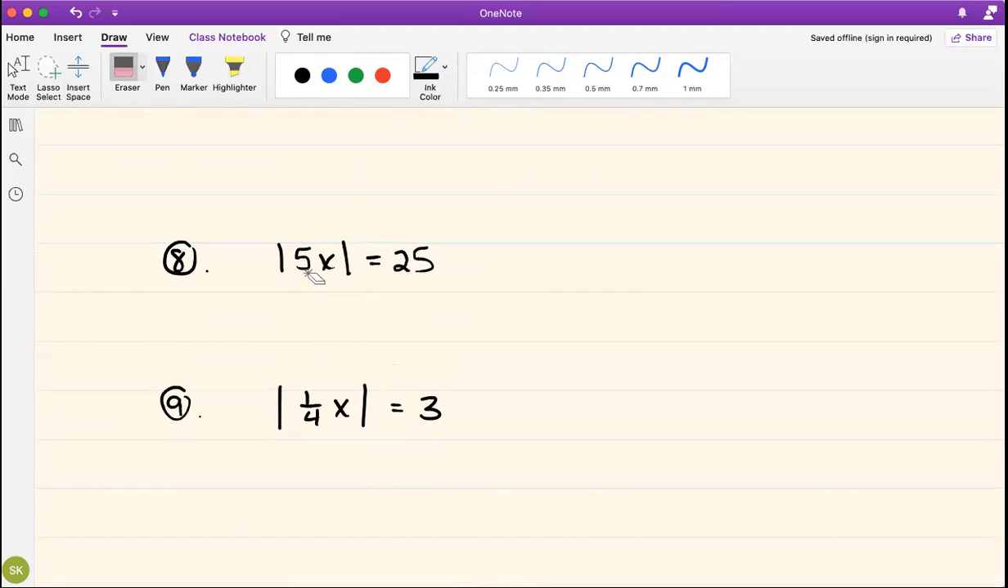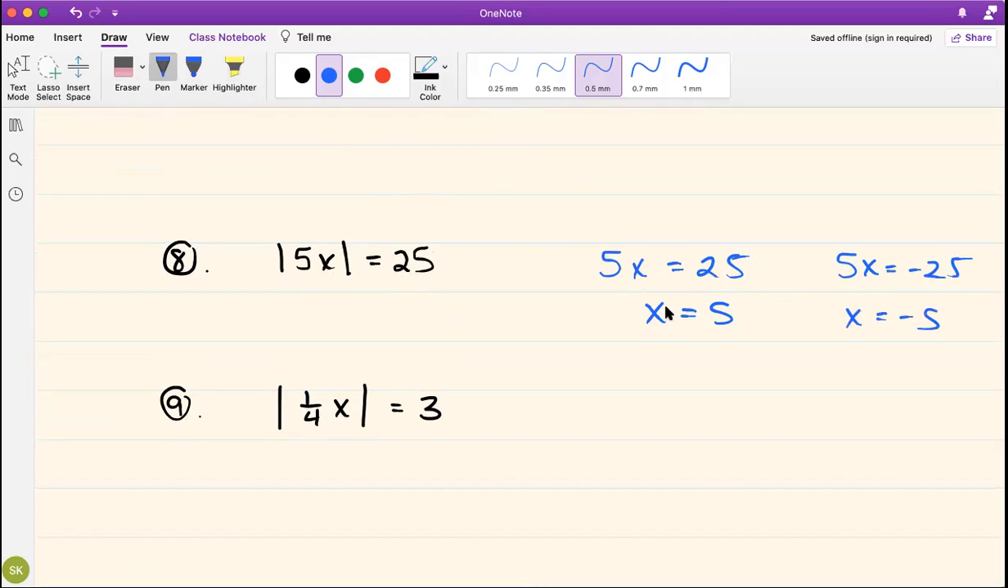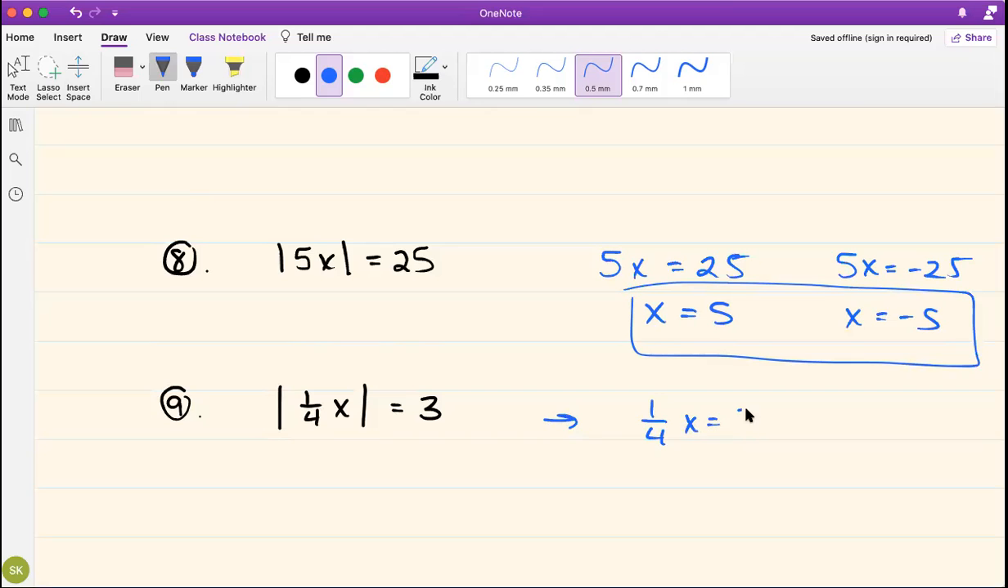I've got the absolute value of 5 times x is 25, and the absolute value of 1/4 x is equal to 3. So we say 5x is equal to 25, and 5x is equal to negative 25. Divide both sides by 5, you get x is 5 and x is negative 5. You can verify that, plug those in. You see that the absolute value will give us 25. For this portion, we have 1/4 x is equal to 3, and 1/4 x is equal to negative 3. Multiply both sides by 4, you get x is 12, and x is negative 12.